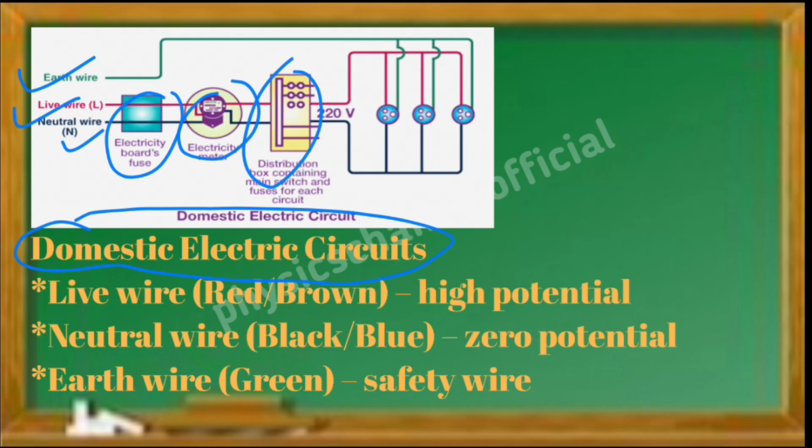So important points of this diagram: live wire. Live wire is indicated by red or brown, also called high potential. Neutral wire is black or blue, and zero potential. Earth wire is always green color. Safety wire.